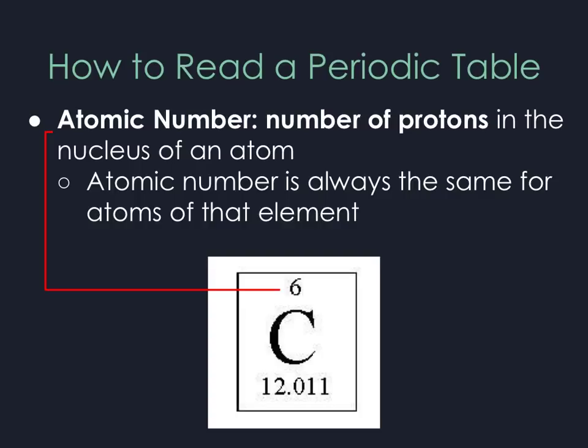So we already talked about the atomic number. And remember, the atomic number is the number of protons in the nucleus of an atom. It's always the same for the atoms of that element. So all carbon atoms will always have 6 protons, every single one. And the other cool thing is that, remember, for an atom, protons must equal electrons. So if this is an atom, that can also tell you how many electrons there are. So in a carbon atom, there are 6 protons and 6 electrons.